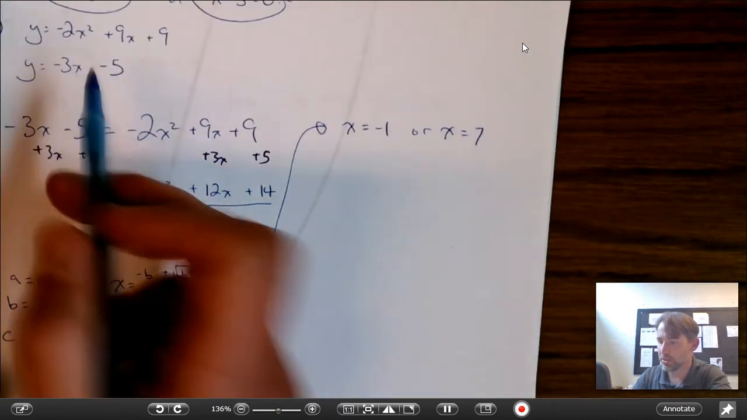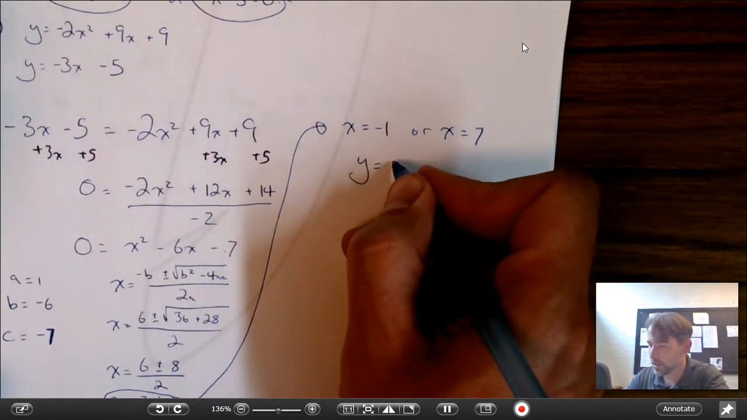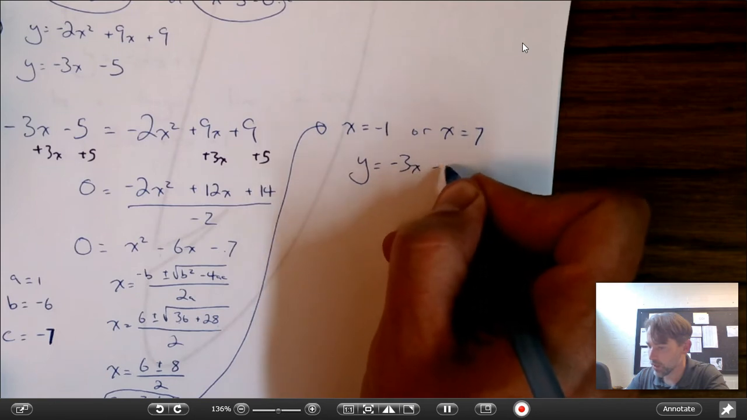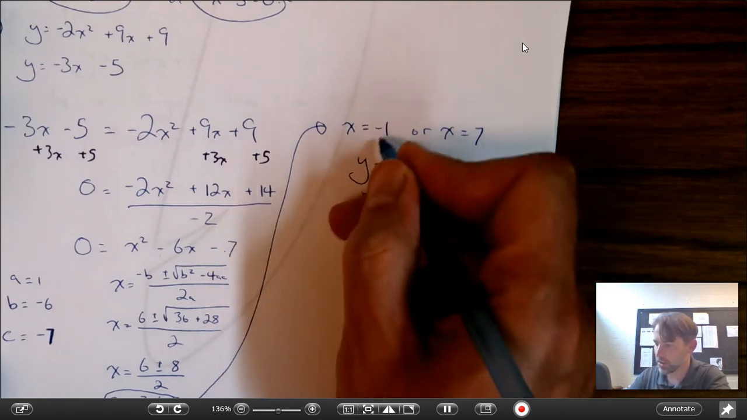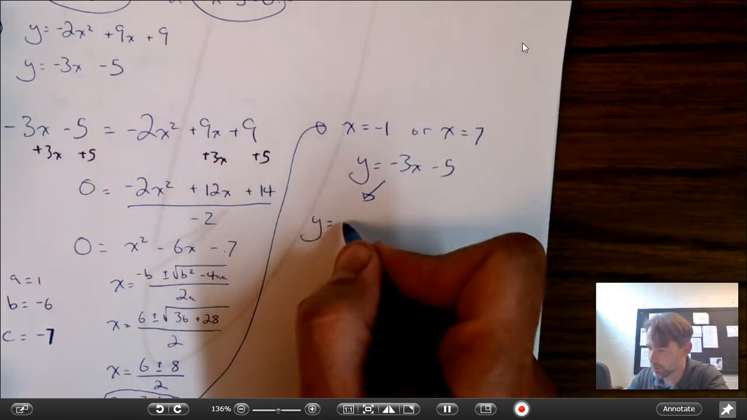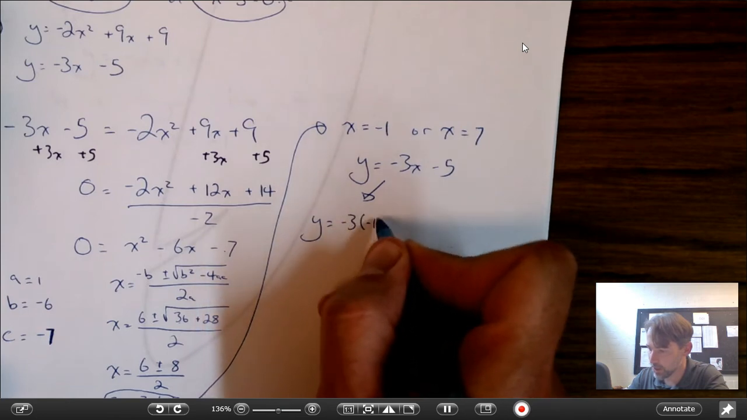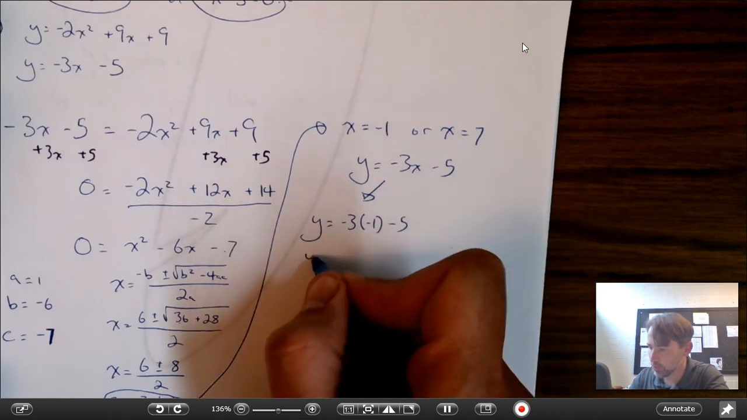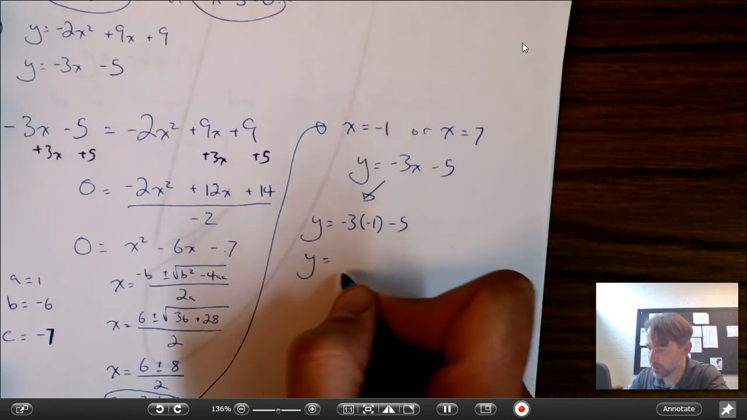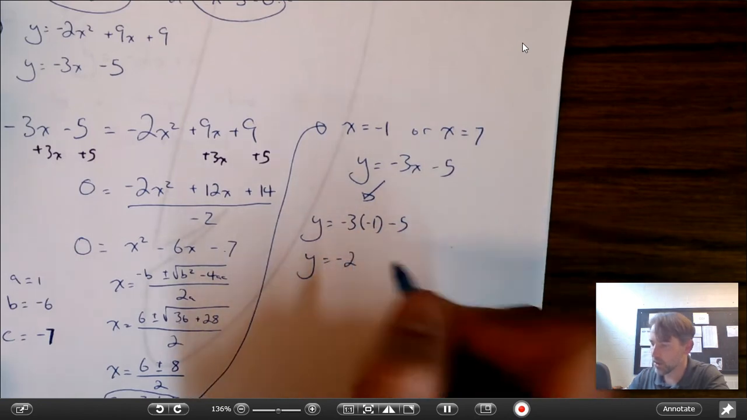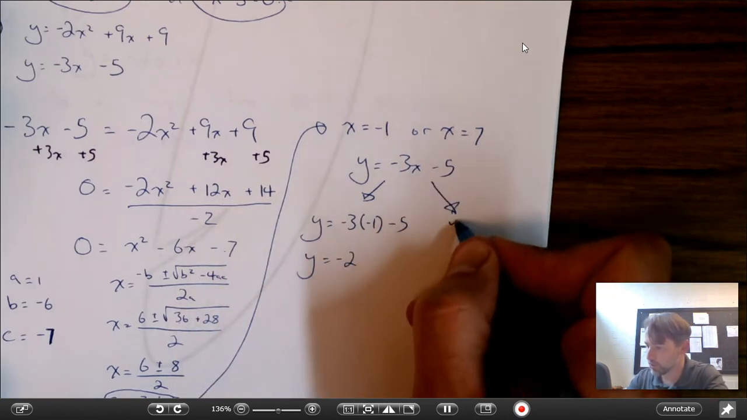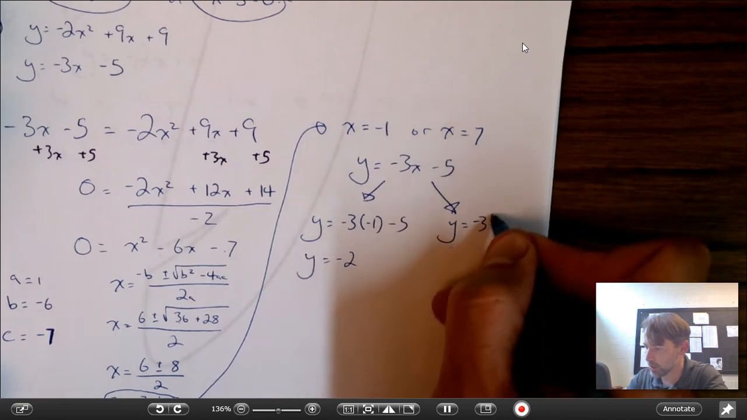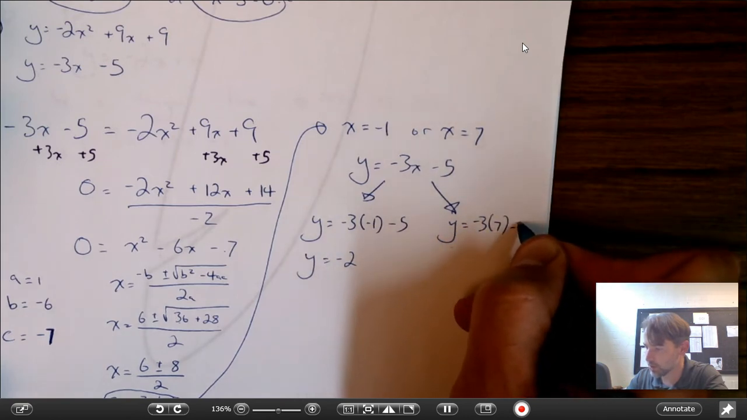Use the line here. Y is equal to negative 3x minus 5. And I have x is at negative 1. So y is equal to negative 3 times negative 1 minus 5. So y is equal to positive 3 minus 5, which is negative 2. And then over here, the other option was y is equal to negative 3 times 7 minus 5.